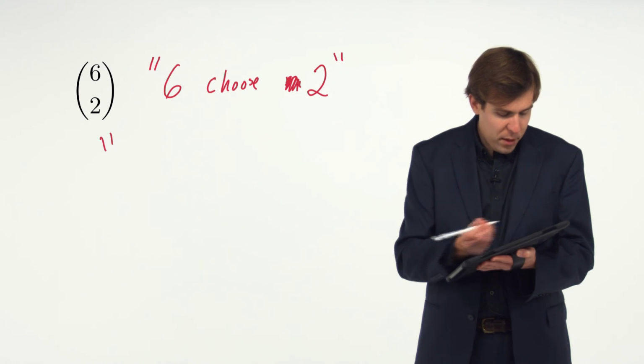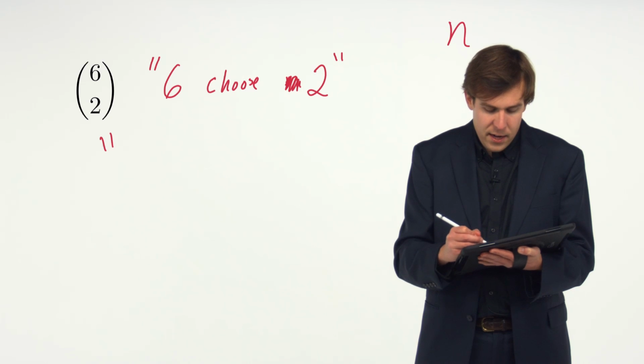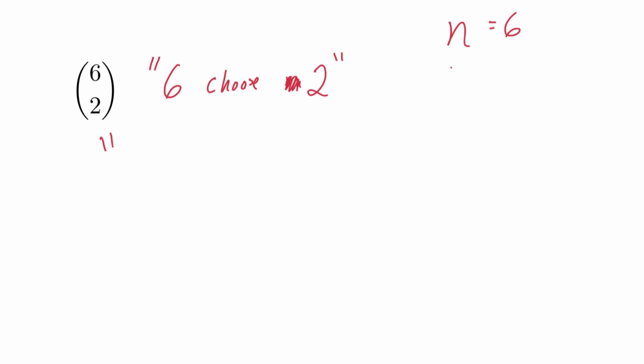So we'll follow the formula. n is equal to 6 here, and k is equal to 2. So I get n factorial divided by k factorial times n minus k factorial.